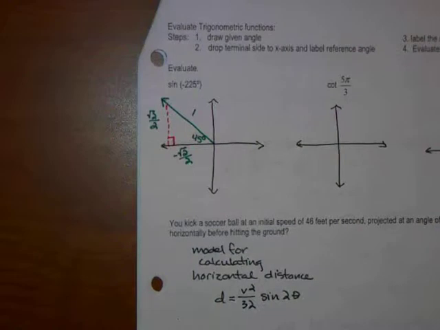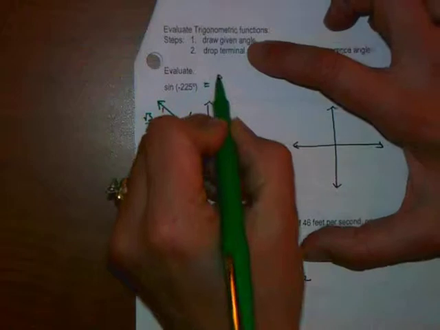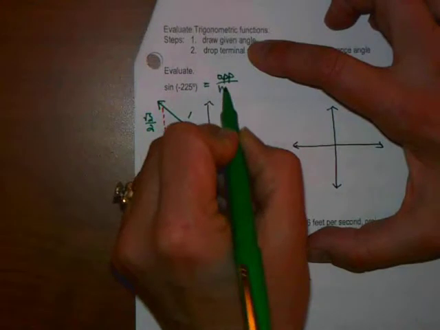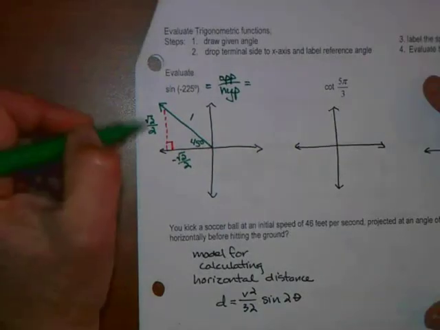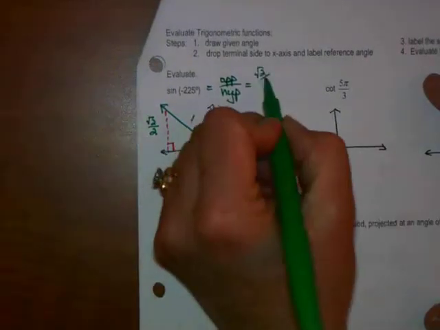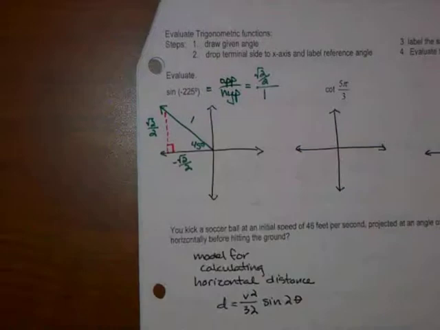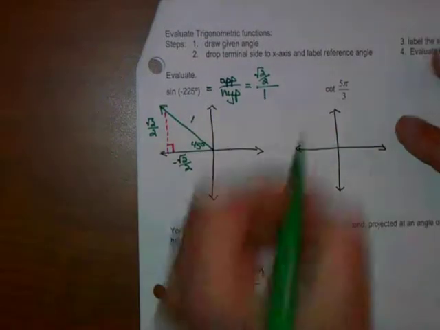All right, so now we have to find the sine of negative 225. So what do we do now? What is sine? Opposite over hypotenuse. Okay. So I'm going to do opposite, which is square root of 2 over the hypotenuse. So what's my answer? Square root of 2 over 2.